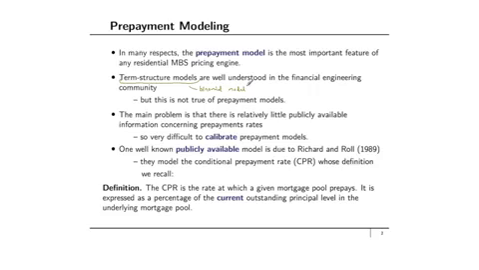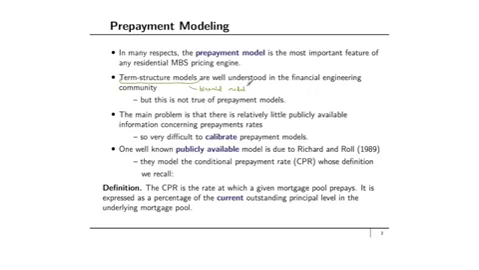The problem is that there is relatively little publicly available information concerning prepayment rates. So it is very difficult to construct good, accurate prepayment models, and to calibrate these prepayment models as well. In other words, to figure out what the correct parameter values are inside these prepayment models. One very well-known publicly available model is due to Richard and Roll from 1989, and they model the conditional prepayment rate, the CPR, whose definition we recall.